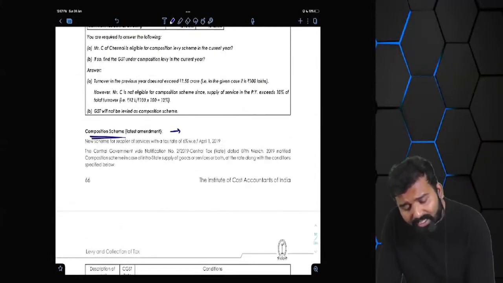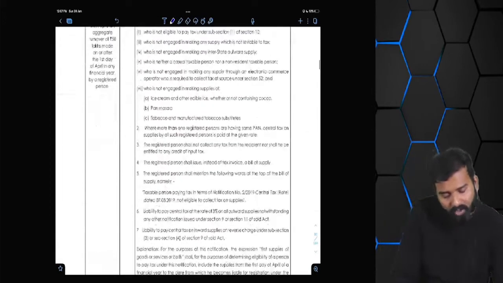This is for other services. I have also covered what the conditions are for other services. All the conditions are also applicable for other services. I have covered all this.